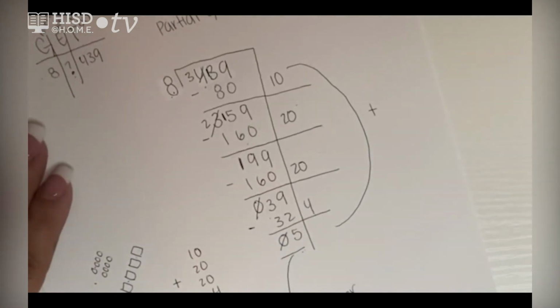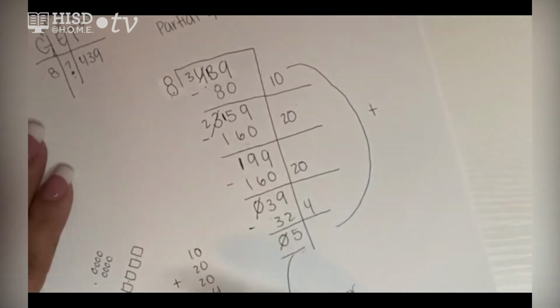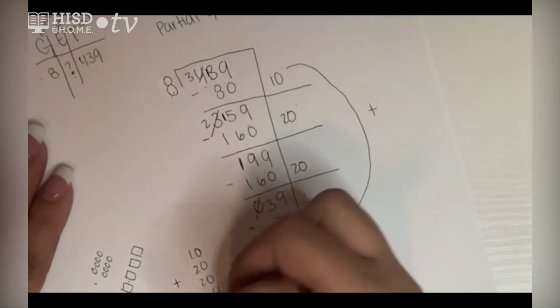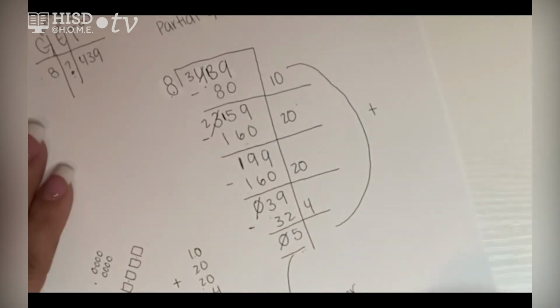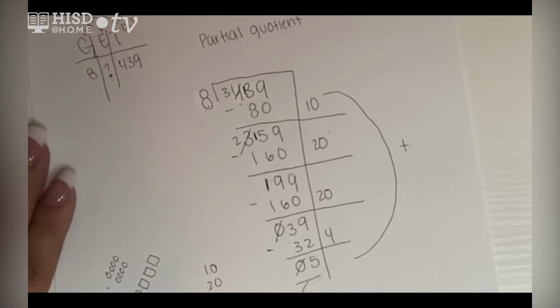So 0 plus 0 plus 0 plus 4 is 4. 1 plus 2 is, that's right, 3. And 3 plus 2, fourth grade, 5. Very good. So our quotient is 54, remainder 5. That's our answer, or our quotient to this problem.